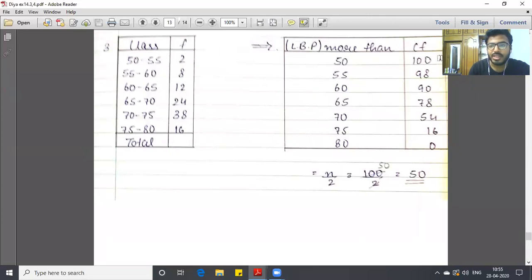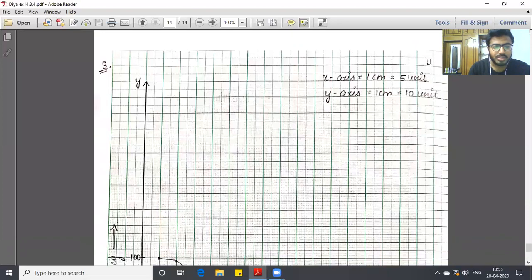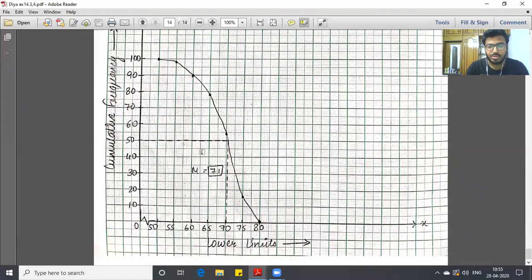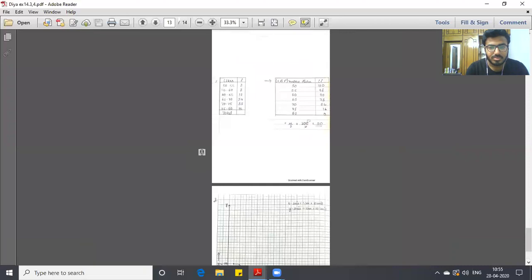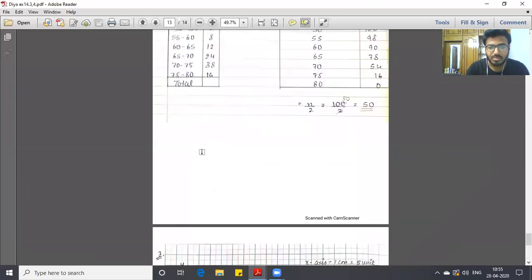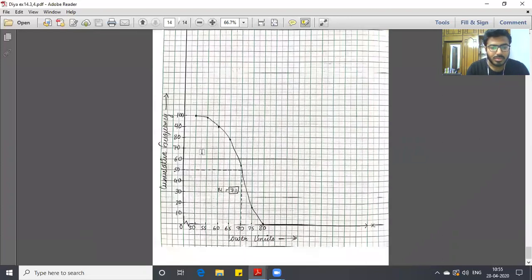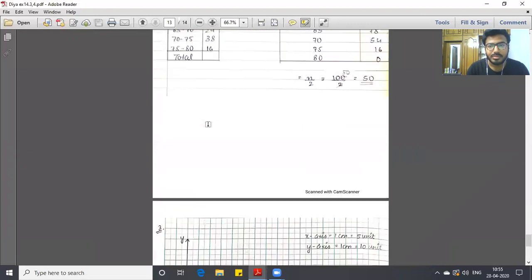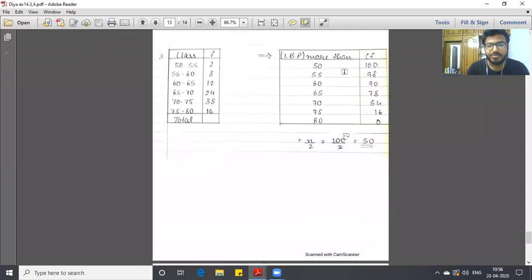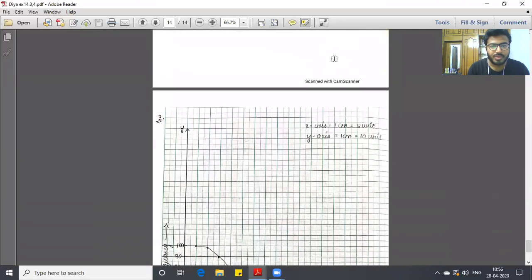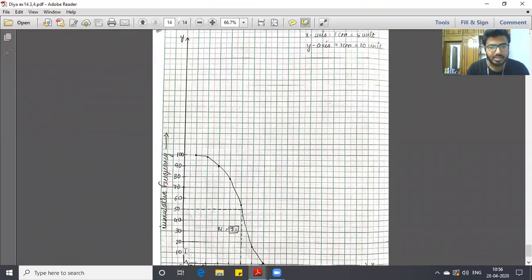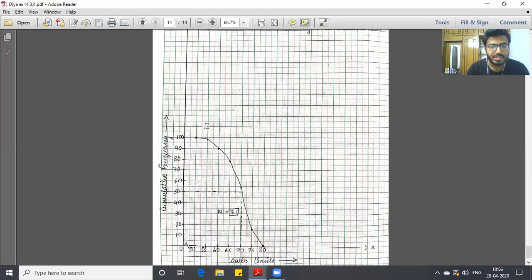Okay, first point is what? 50 and 100. Look here, I have marked 50 and 100. The next one is 55, and what is the value? Look, it is 55 and 98. Okay, 55 and 98. So we are marking 55 and 98, number 55, and here it is 98. In the same way accordingly we are just plotting it.